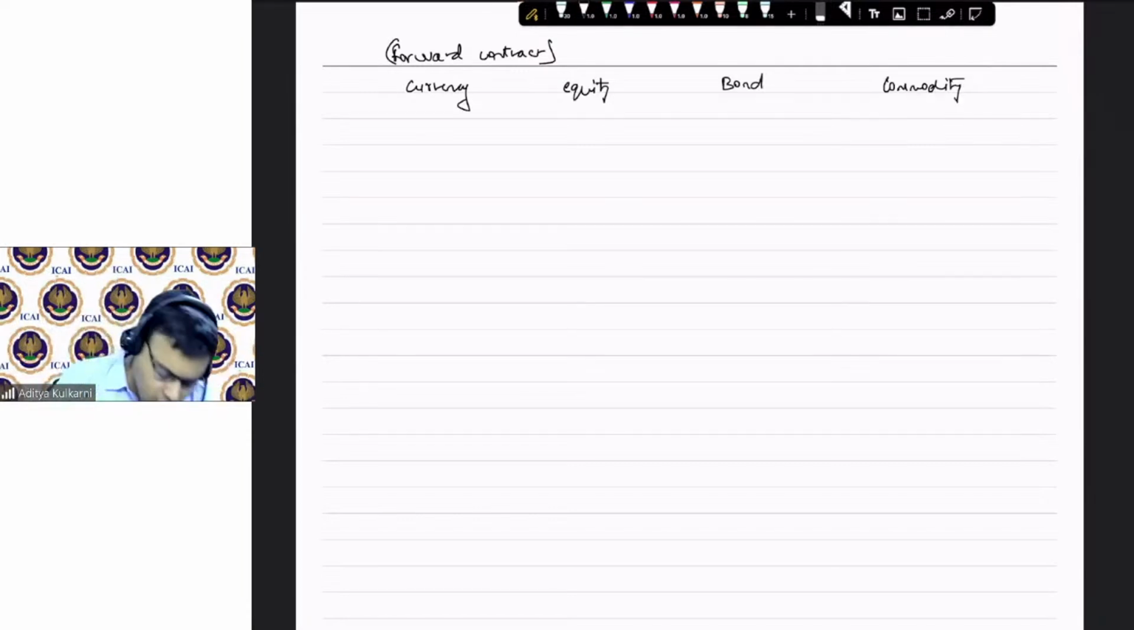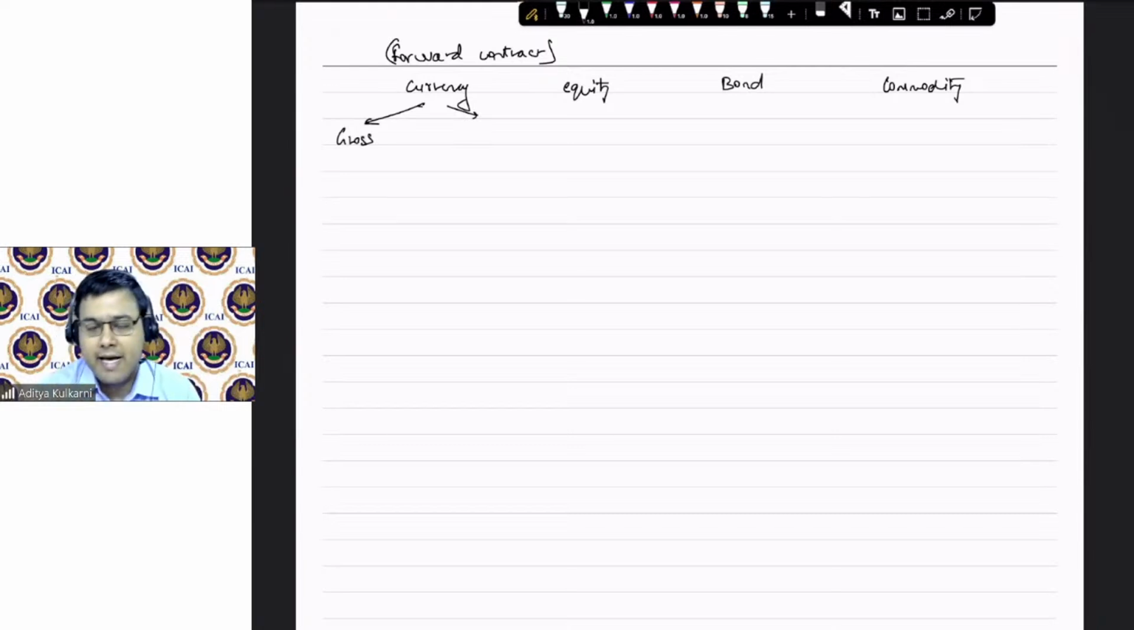Okay, so now in the case of currency, can I have a gross settlement? Please answer the moment I ask a question. Can I have a gross settlement? Sir, what is gross settlement? We saw the example, 85,000 worth dollars I receive and I pay 80,000. So can I have a gross settlement in the case of currency? Yes or no? Can I have a gross settlement? Yes. So when I have a gross settlement, what does it mean?